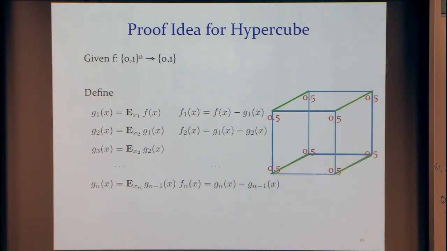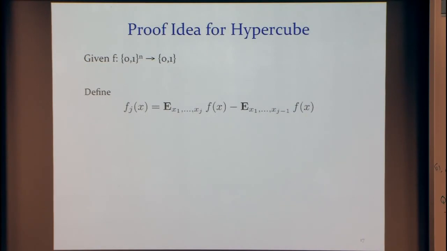So here's a concrete definition of fj. You take the average of f along coordinates x1 to xj, and you subtract the average along coordinates 1 to j minus 1, and these are called martingale increments for the function f. We will apply the log Sobolev inequality to these functions fj. So this is for the hypercube.